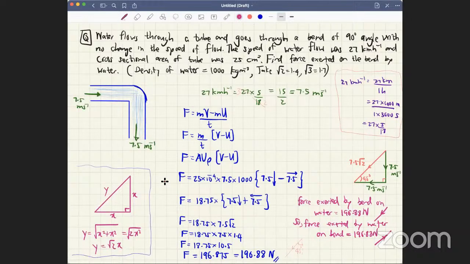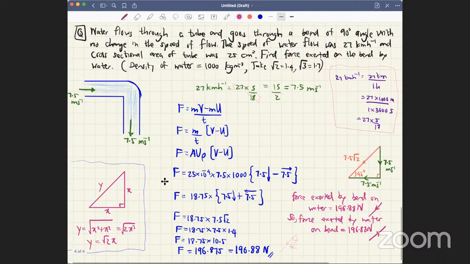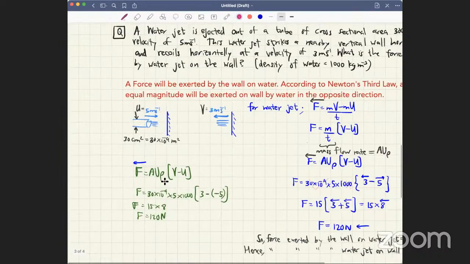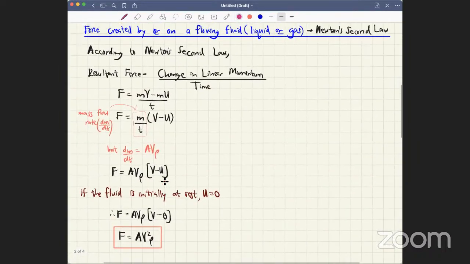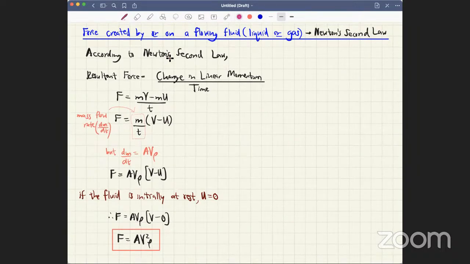If you want to use A V squared rho for force, one of the two velocities must be 0, people. It could be the initial velocity or the final velocity. Okay, so shall we add that point here? I don't know whether you have written it. So can you do a question where the fluid is at rest? Oh yeah. That's what we are going to learn next.